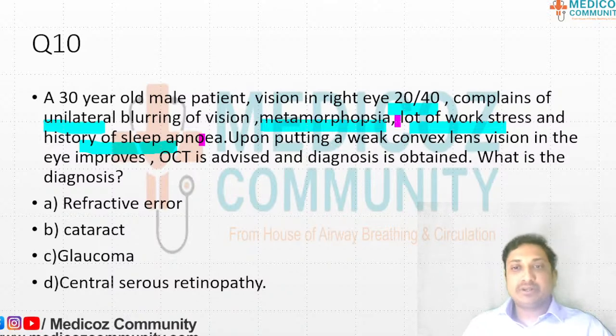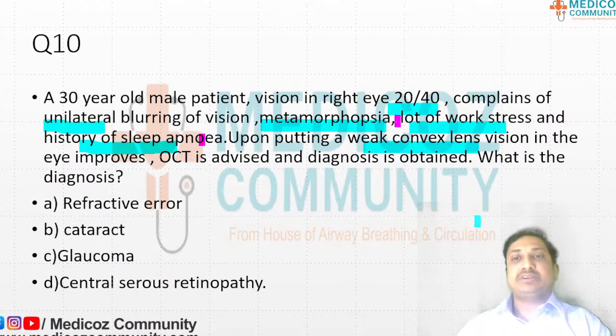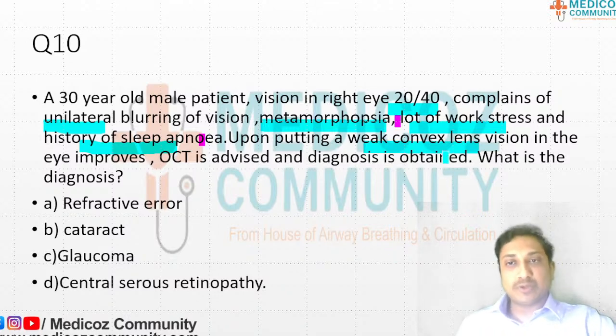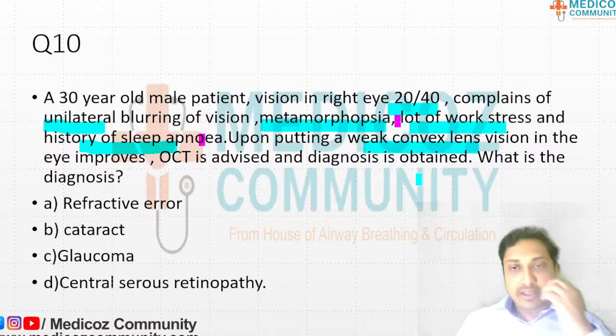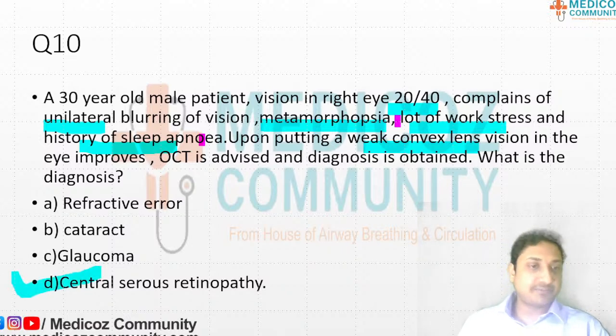So upon putting up a weak convex lens, the vision in the eye improves. Further, the OCT is advised and the diagnosis is obtained. So what is the diagnosis here? So you know that a patient complaining to you with vision 20/40 with metamorphopsia and type A personality with stress and improving with weak convex lens cannot be refractive error, cannot be cataract, cannot be glaucoma. The answer here is central serous retinopathy, that is CSR.